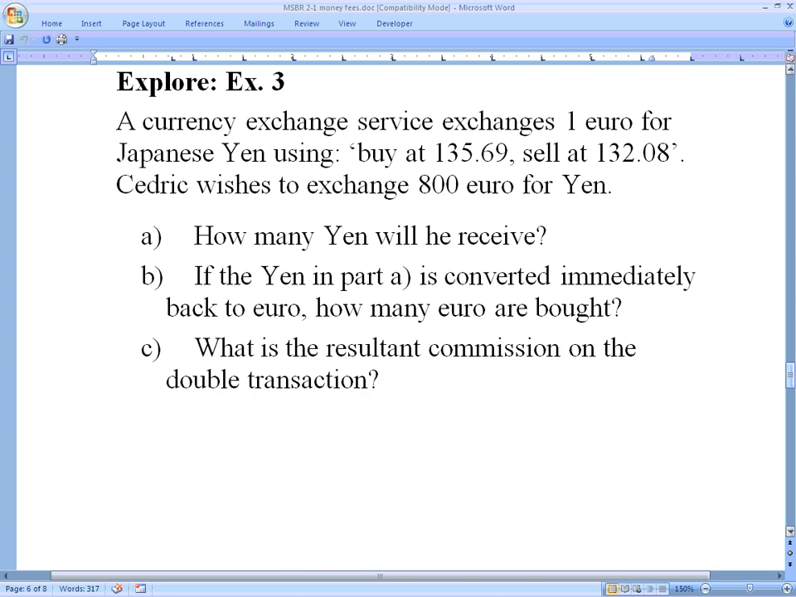So the thing to keep in mind here is that we are thinking in terms of the bank. What is the bank's goal? Just like any business, yes, it's providing a service, but their bottom line is they want to make a profit. So think about in terms of the bank, they are buying money from you at this rate, 135.69. And they'll give you 1 euro for that. So this is yen, obviously. So 135.69 yen, they will give you 1 euro. They're going to take that much in.